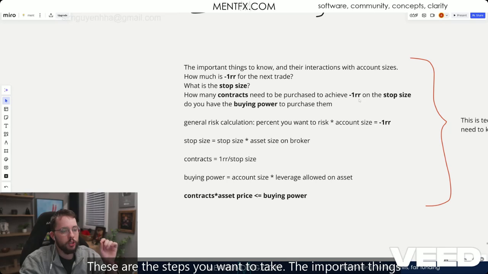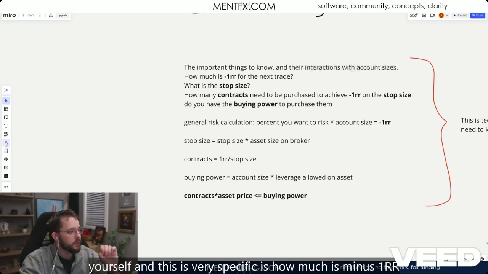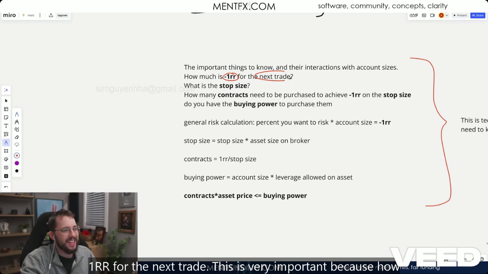I'm going to do this as an example as well, so we really understand this. These are the steps you want to take. The important things to know and their interactions with account sizes. Here it goes. Your first question that you have to answer for yourself, and this is very specific, is how much is -1 RR for the next trade? Now, this is very important. -1 RR for the next trade.